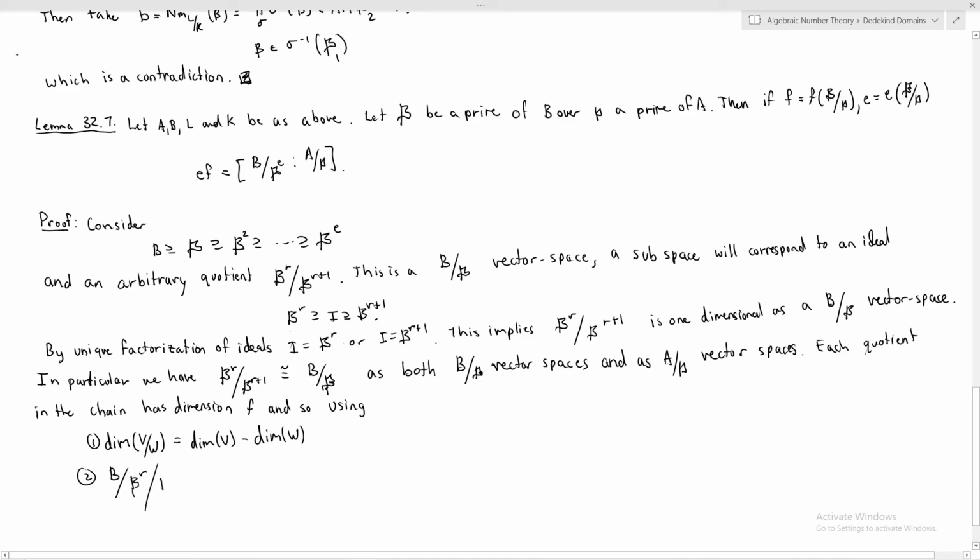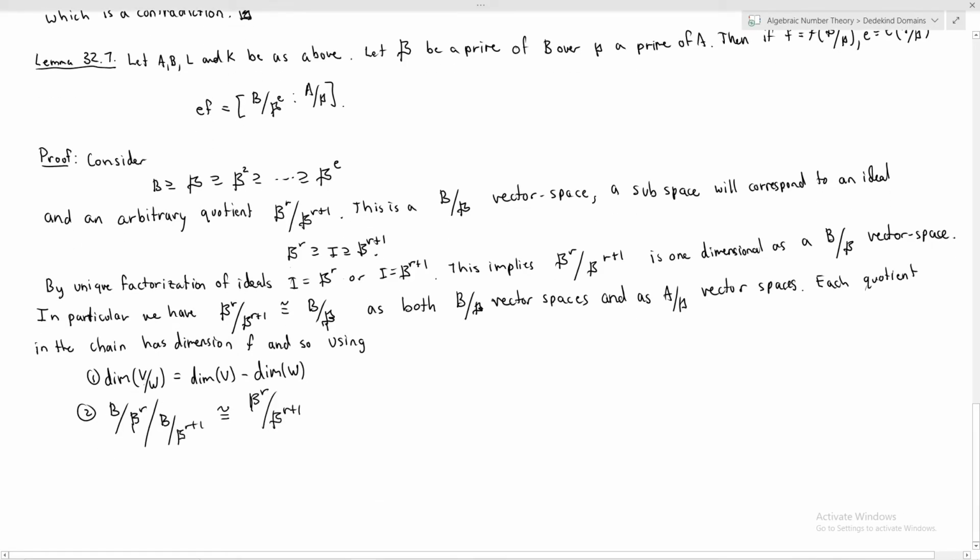B mod P to the R mod B mod P to the R plus 1 is isomorphic to P to the R mod P to the R plus 1. Using these two facts, kind of stitching them together, gives the desired result: the dimension of this vector space is equal to E times F. Okay.